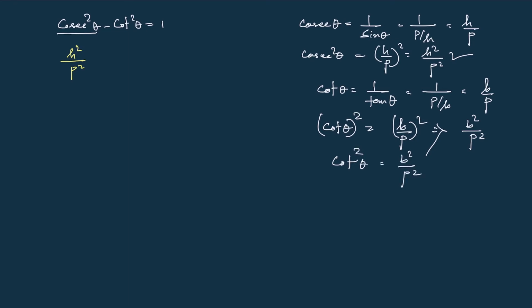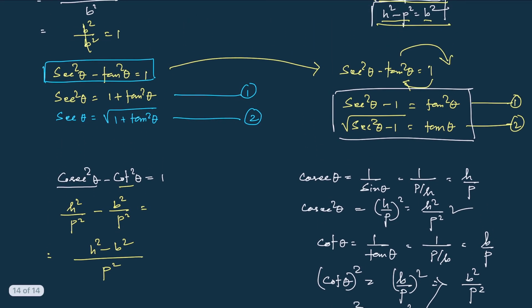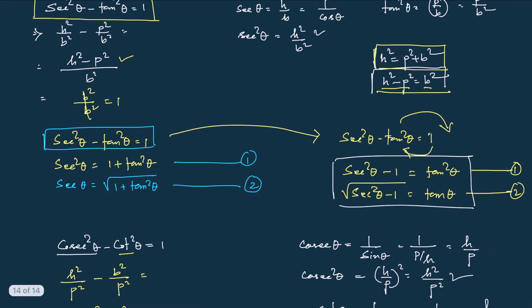Okay, so how do we write it? Minus, instead of cot square theta I can write this one. So b square by p square, again the LCM is p square, so it is h square minus b square. But again we know from, where? From this one.